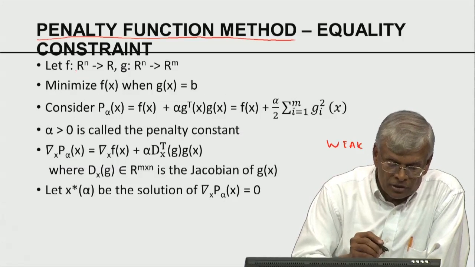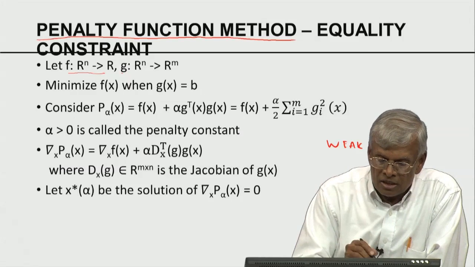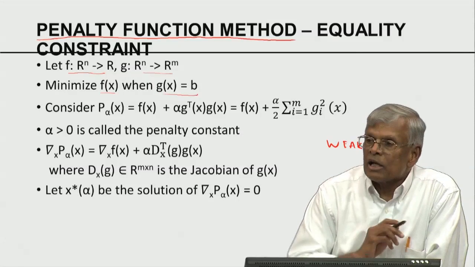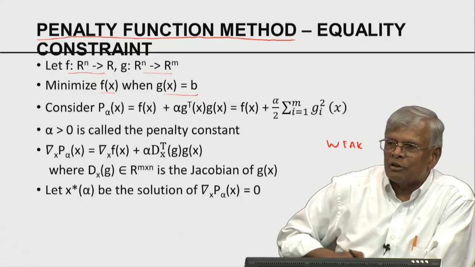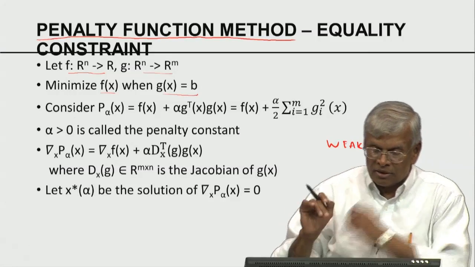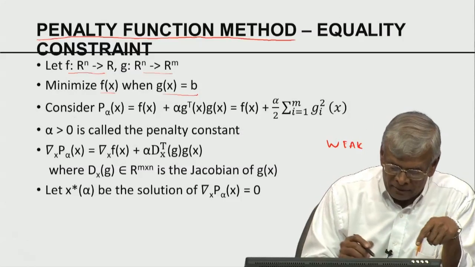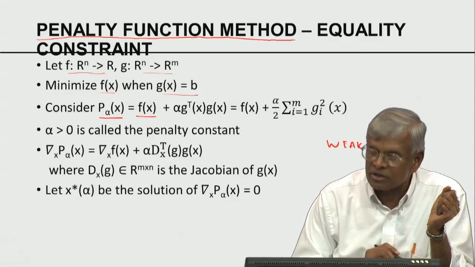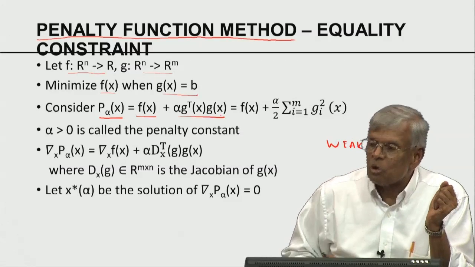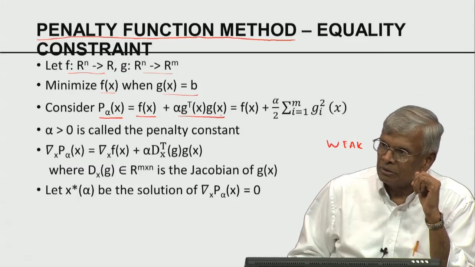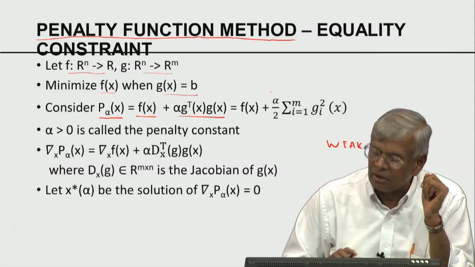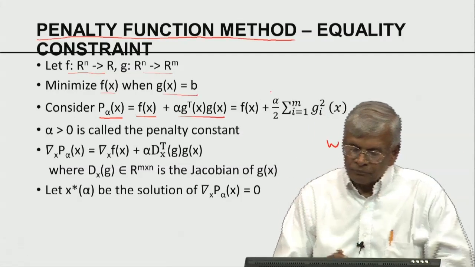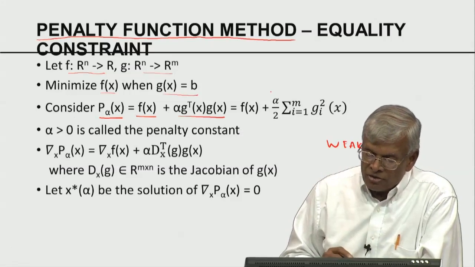So f is a function. Let us look at this now. Again, f is a function, g is another function. I want to minimize f under an equality constraint. So I am trying to solve equality constraint problems. Instead of a Lagrangian function, now I am going to talk about a penalty function. What is the penalty function? This is P alpha of x equals f of x plus alpha times g transpose g of x. Alpha is called the penalty parameter. Alpha is a fixed large number.